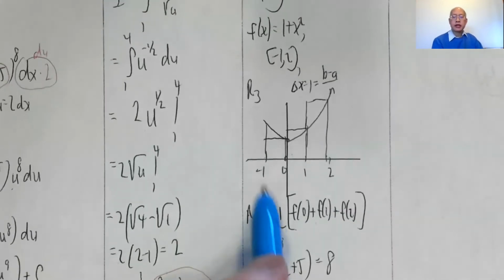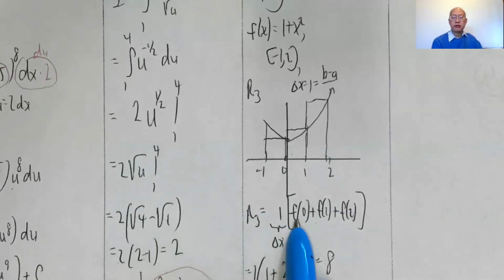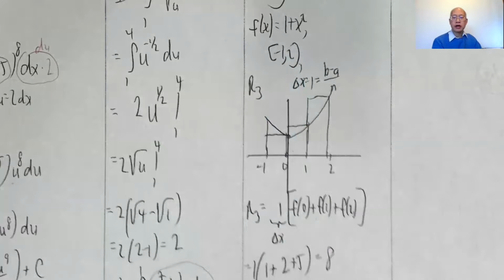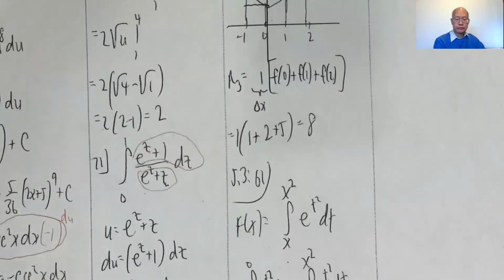So R3 is delta x, which is 1, times f of the right endpoints, f of 0 plus f of 1 plus f of 2. Plug in 0, you get 1. Plug in 1, you get 2. Plug in 2, you get 5. Add them up, you get 8.